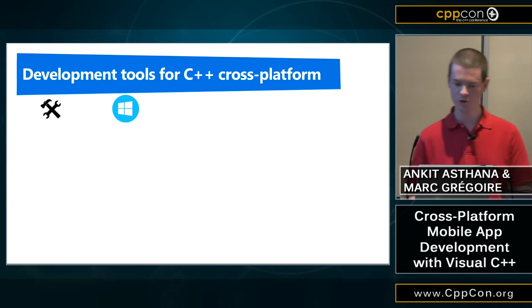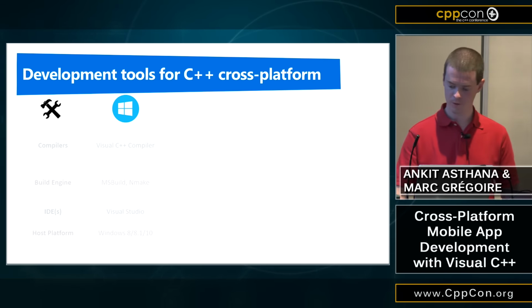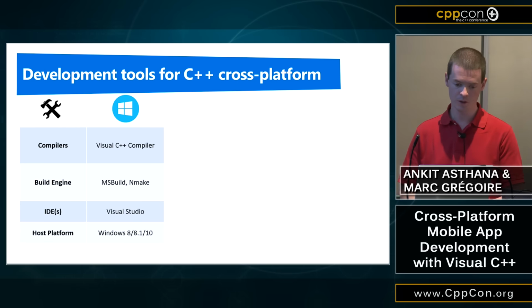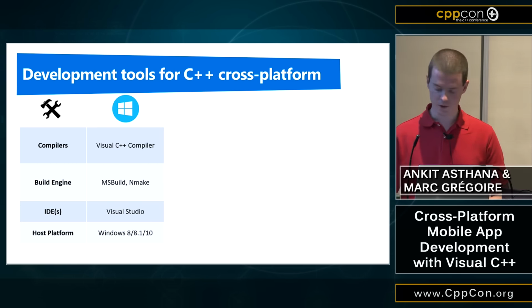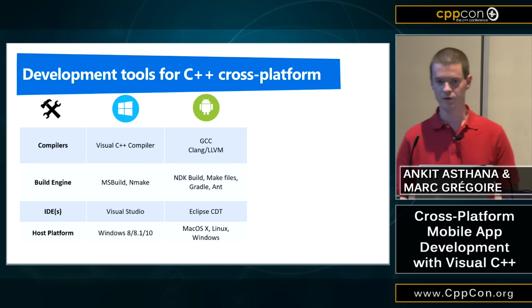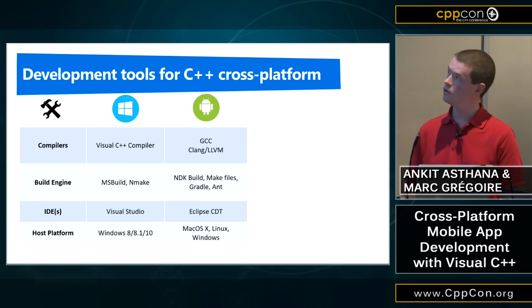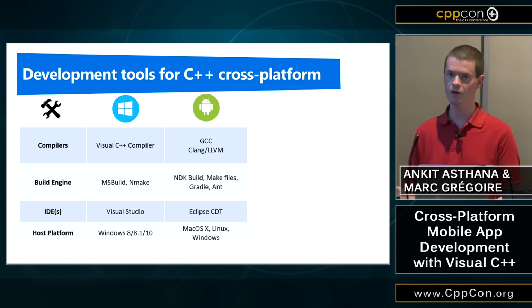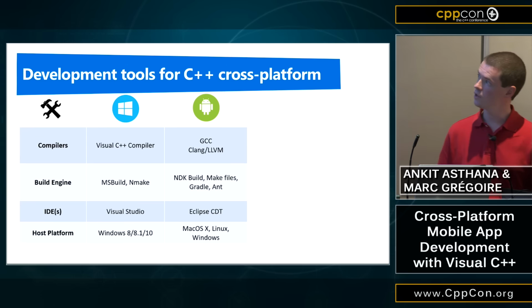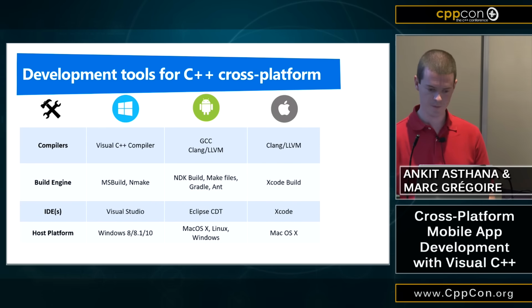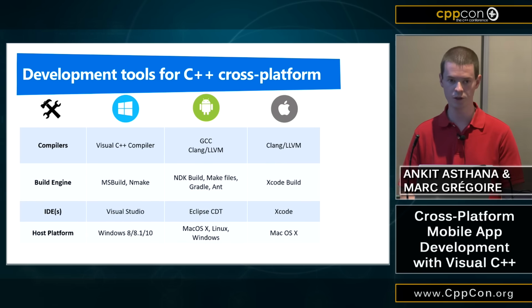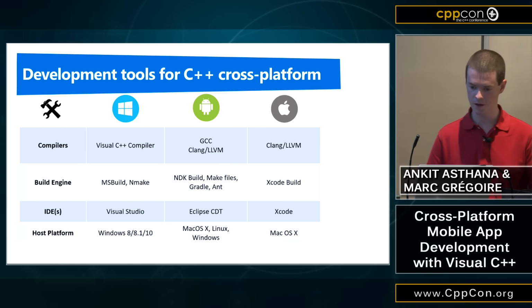So which tools do you use if you want to go this way? If you develop for Windows, you have to install the Visual C++ compiler and the Visual Studio IDE. You will use MSBuild and Make for your build engine. You have to use Windows 8, 8.1, or Windows 10. For Android, you have to install GCC or Clang. You have to install the NDK build system. You use Makefiles, Gradle, and there are several IDEs available. One of them is Eclipse. You can develop on macOS, Linux, or Windows. For Apple, you have to develop on macOS. You have to use the Xcode build system, and that one uses Clang LLVM.